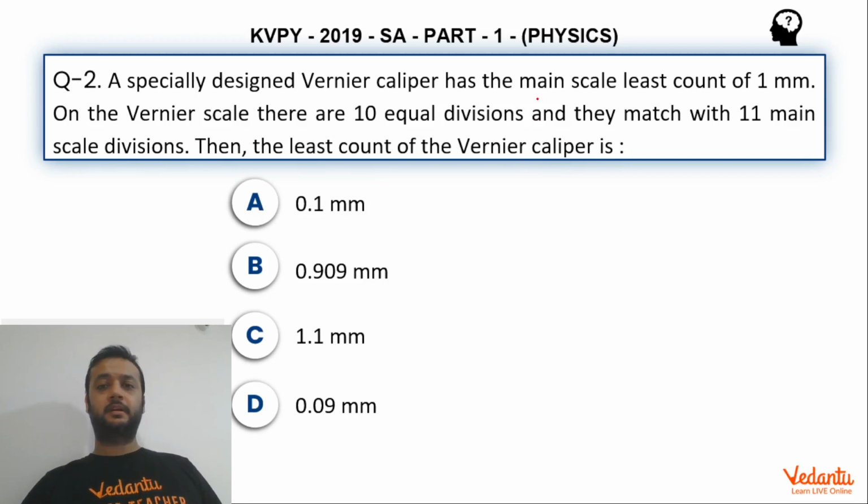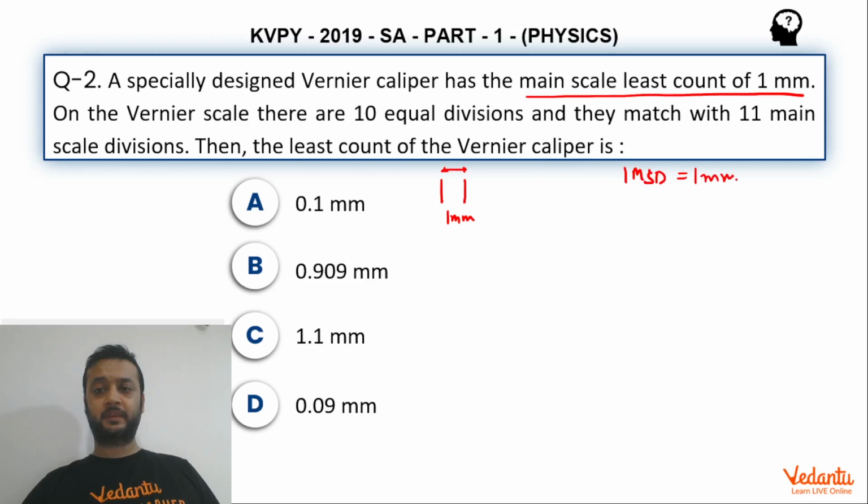This is a vernier caliper which has a main scale least count of 1 mm. That means distance between two consecutive markings on the main scale is 1 mm. This is 1 mm. So 1 MSD is 1 mm. 10 vernier scale divisions coincide with 11 main scale divisions. So we can say that 10 VSD equals 11 MSD. So from here 1 VSD is equal to 1.1 mm.